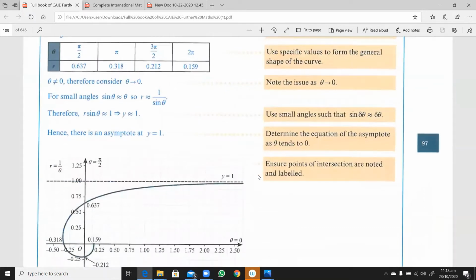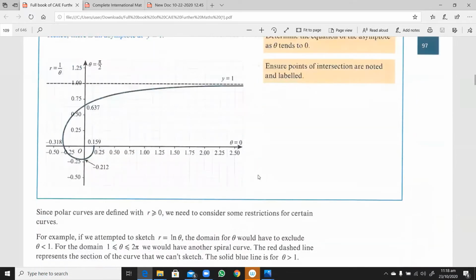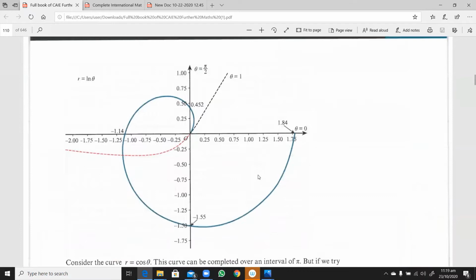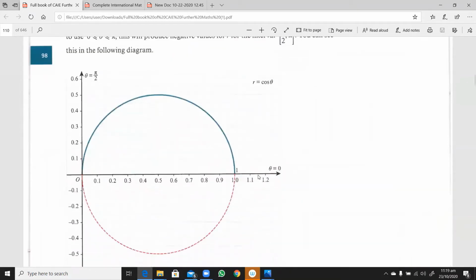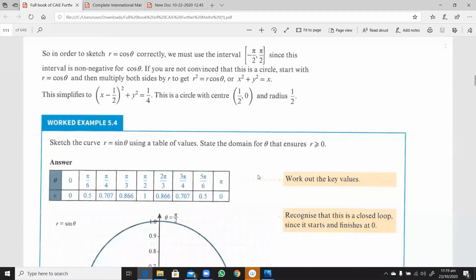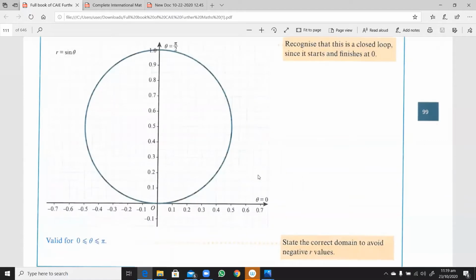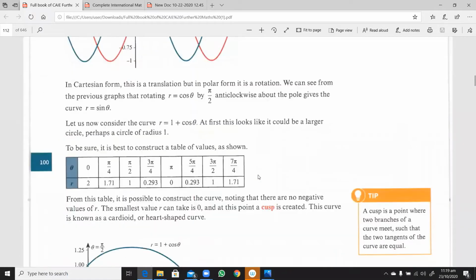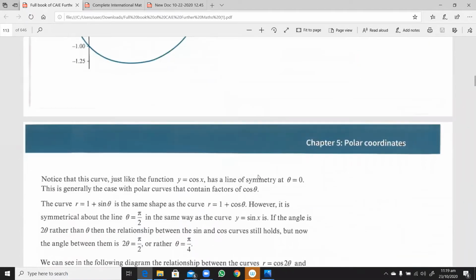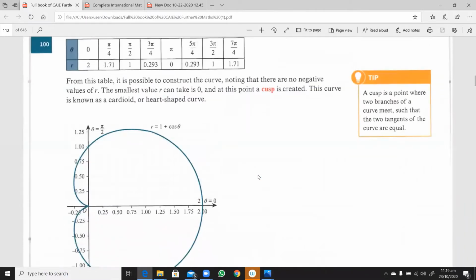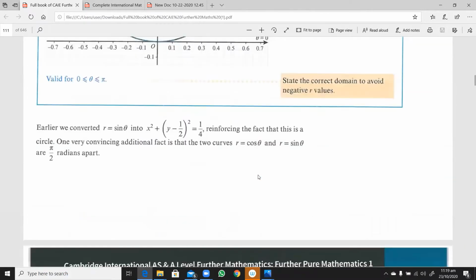So when you will be sketching these graphs, look at what this table is telling you. You have these angles here, and then you have to see what the radius is, what the distance of the point from the origin is. Even if you look at this graph, look at this one, and this one. Now let's look at the exercise, and see if we can really try something from the exercise.